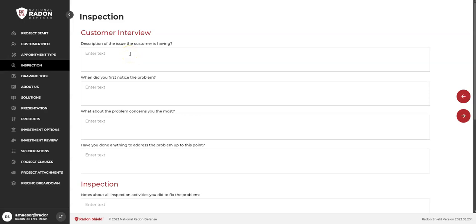So when we first arrive to the house, we're going to let the customer guide us to where the problem is. We're going to experience that problem from the customer's viewpoint, and then later we're going to do an inspection of our own to see what's causing that, if there is a problem.